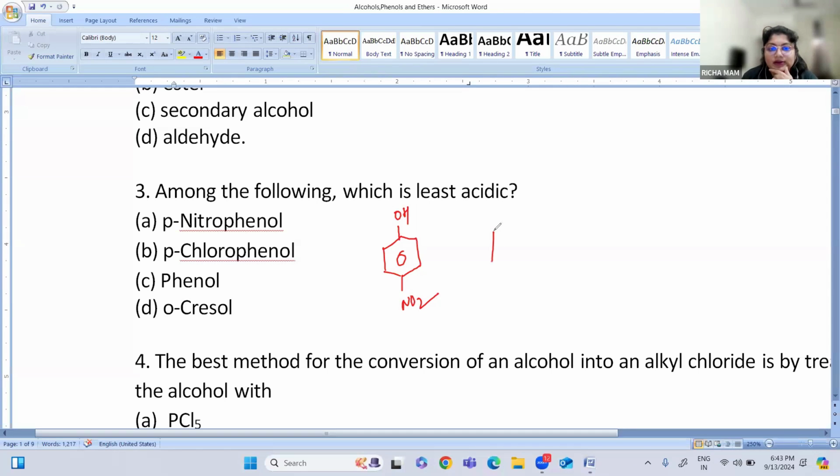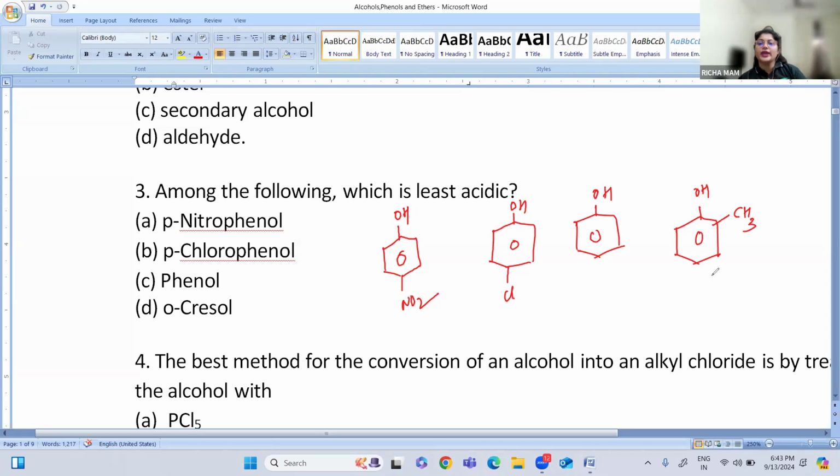Then we have parachlorophenol. Again, let us write the phenol group, and at the para position you have a chlorine. Then you have phenol. Then you have orthocresol. Phenol, and what is the substituent? It is a CH3 group at the ortho position with respect to OH. So this is orthocresol. This is phenol. And this is orthochlorophenol, and this is paranitrophenol.